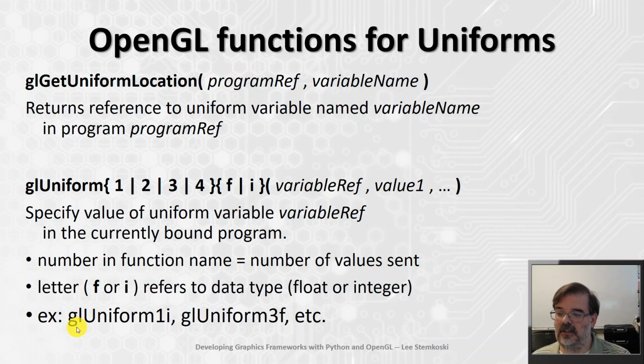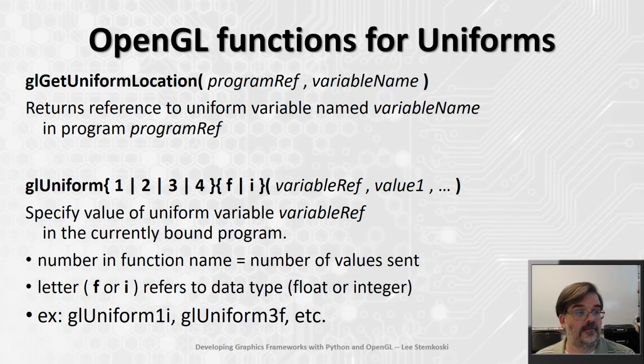So for example, glUniform1i would be the function for uploading one integer. Or glUniform3f would be a function for uploading 3 floating point numbers. And these are the functions that we're going to need. There are also Booleans, by the way. I didn't include this here. Booleans are just treated like a single integer, either 1 or 0.